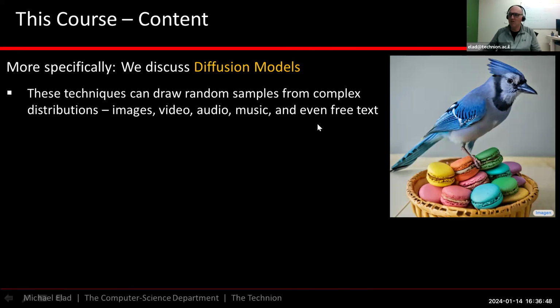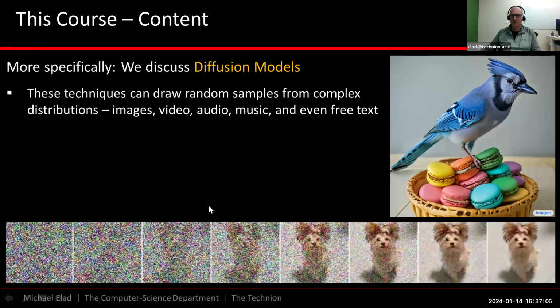However, in this course, I will concentrate only on images. Much of what I'll describe applies to all the other contents, but I will keep talking about images. Why? Because this is my field of interest, and this is the kind of work that I'm doing with my students.